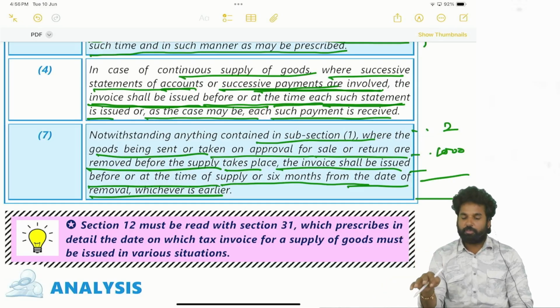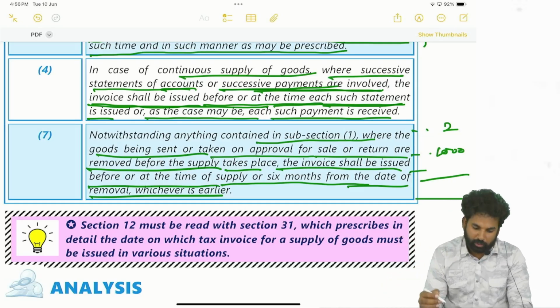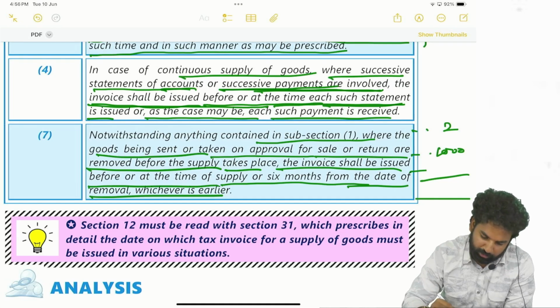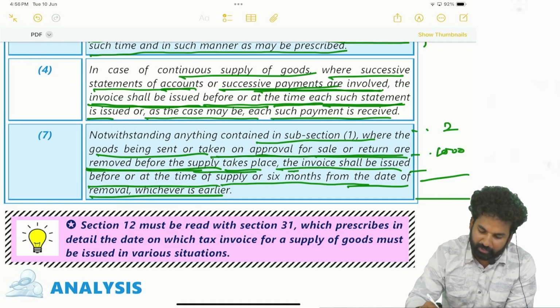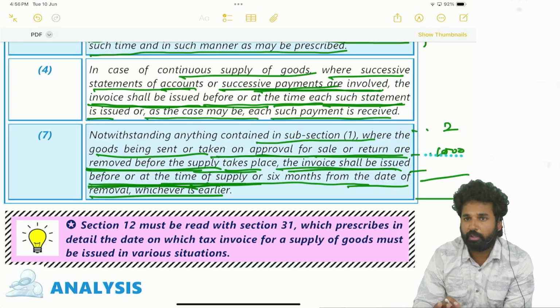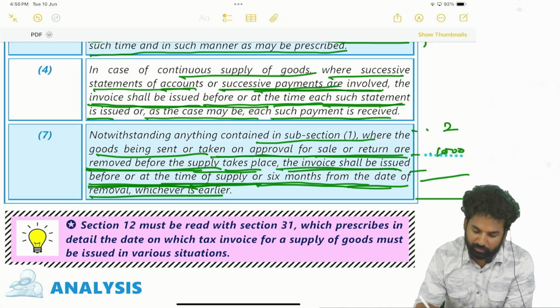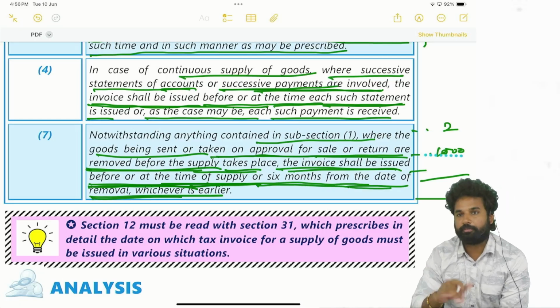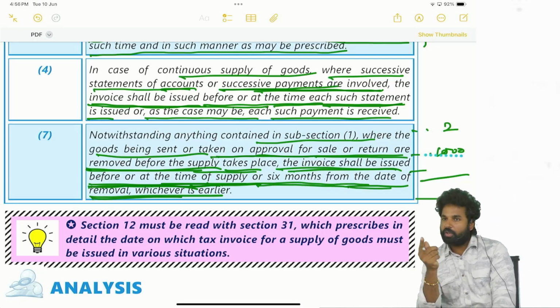If it is not accepted within 6 months, no. Okay, right. So goods are sent or taken on approval for sale or return, removed before the supply takes place. The invoice shall be issued before or at the time of supply. What is the time of supply? Before or at the time of sale. Or 6 months from the end of the removal, whichever is earlier. That means when the sale is materialized on such date, if the sale is not confirmed within 6 months, at the time of 6 months, right?